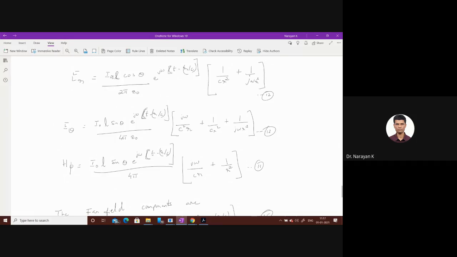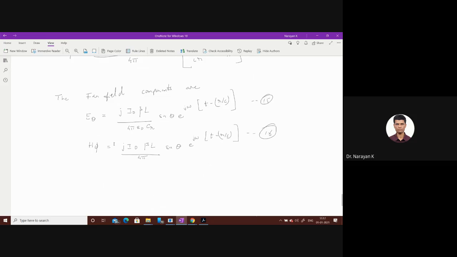So the Er component is I naught L cos theta divided by 2 pi epsilon e raised to the power j omega (t minus r by c) into (1 upon c r square plus 1 upon j omega r cube). E theta is equal to I naught L sin theta e raised to the power j omega (t minus r by c). Here 4 pi epsilon will come instead of 2 pi epsilon, with j omega over c square r plus 1 upon c r square plus 1 upon j omega r cube. H phi is I naught L sin theta e raised to the power j omega (t minus r by c) divided by 4 pi. Here epsilon is not there, and one c will be less: j omega by c r plus 1 upon r square.